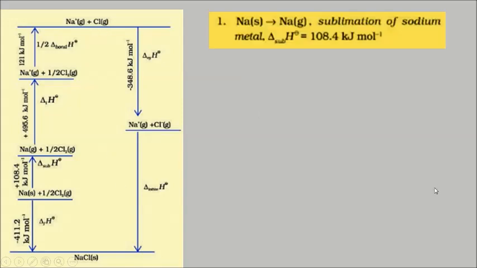There are 5 steps. The first step is that sodium, which is in the solid state, changes to gaseous form. That is said to be the sublimation of sodium metal, and there the enthalpy of sublimation applies. The standard enthalpy of sublimation is given as 108.4 kilojoules per mole.